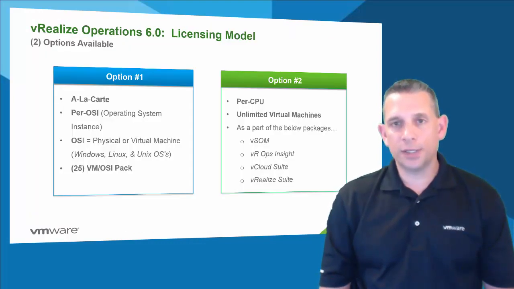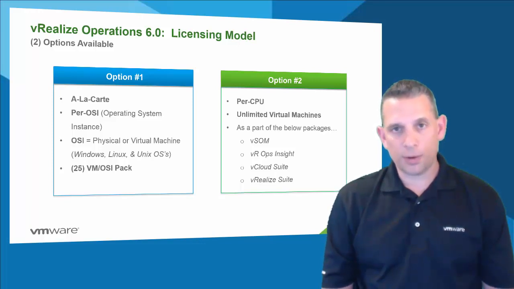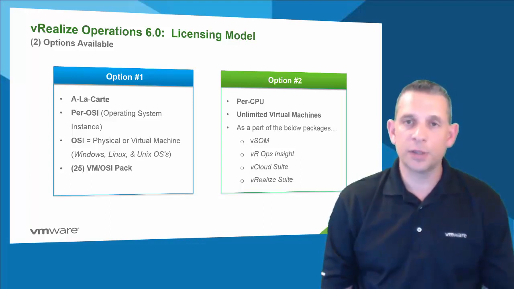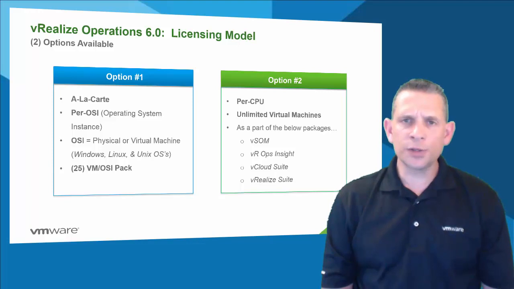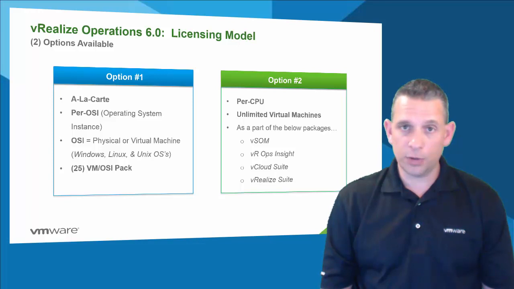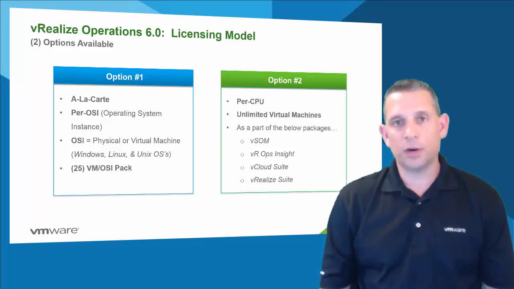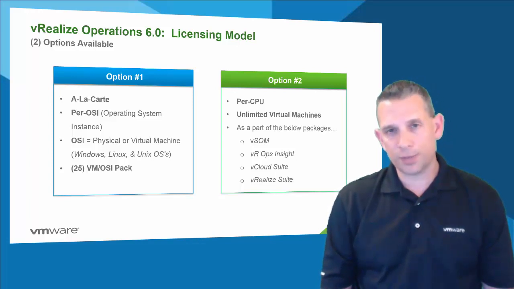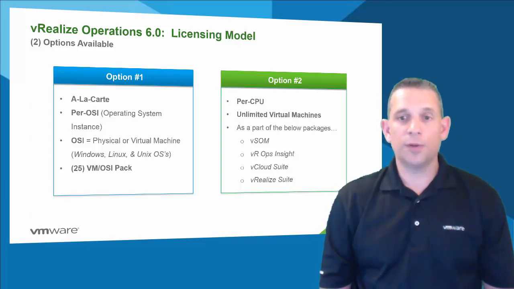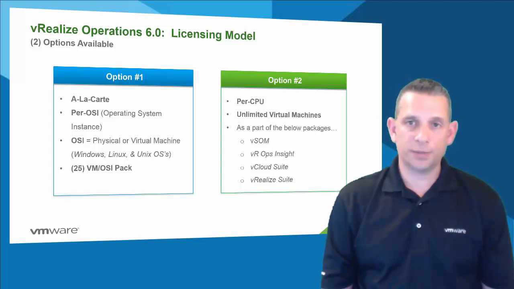Now, there's two licensing models. The first one is the a la carte, which is per OSI or operating system instance, and again, that is for physical, virtual, and for the different operating systems such as Windows, Unix, and Linux. And those are sold in 25 OSI packs. The other option is to do a per CPU, giving you unlimited virtual machines to monitor. And then those are a part of our management packs, such as vSphere with Operations Management or vSOM, vRealize Operations Insight, vCloud Suite, and vRealize Suite. So the per CPU is going to be a part of those packages.